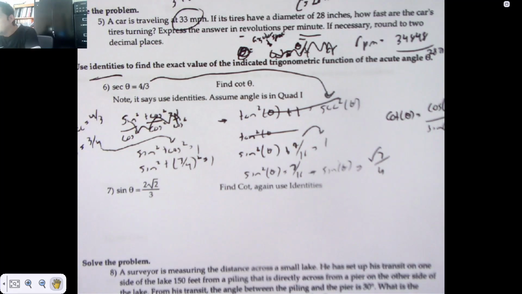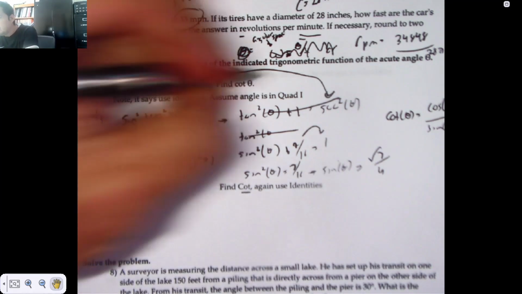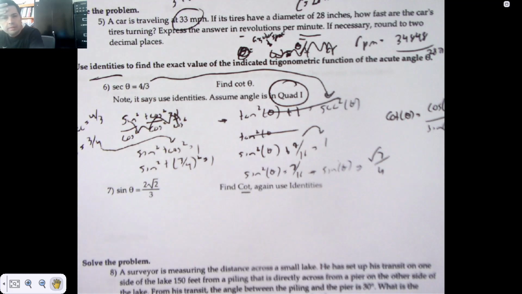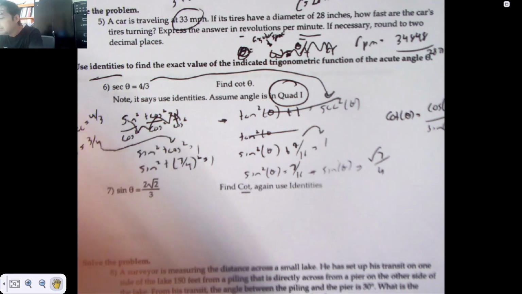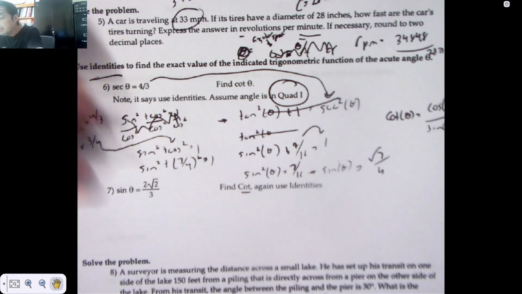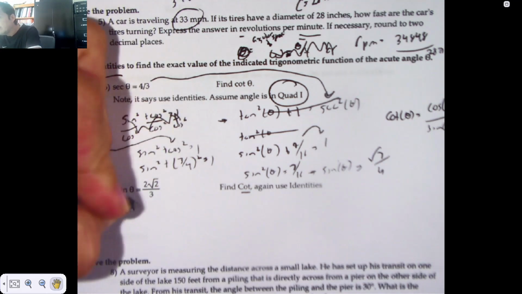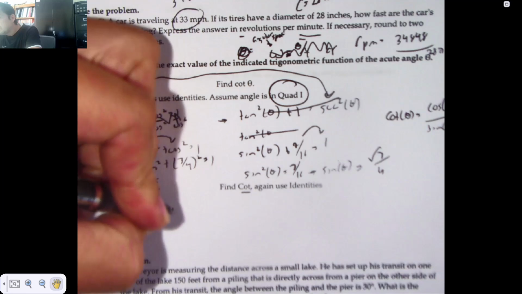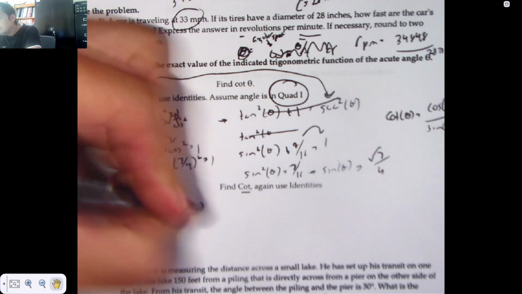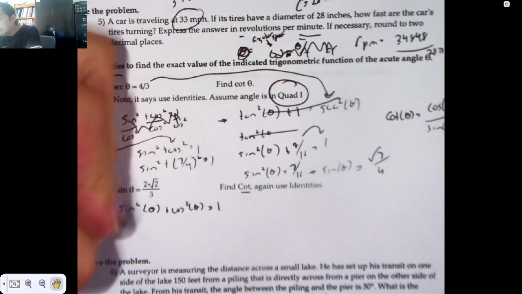So this one also wants cotangent. It says use identities. Oh, I forgot to mention that. That's how I knew the sign was positive. Anyways, I'm going to do this one the same way I did the last one. I'm going to write down the Pythagorean identity: sine squared plus cosine squared of theta is 1. And I'm going to plug in.